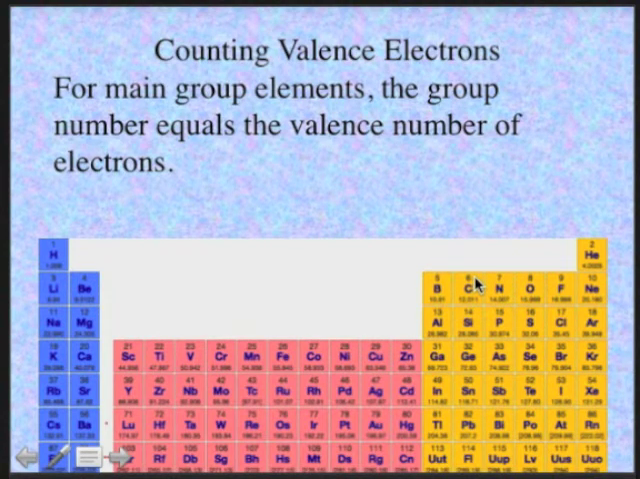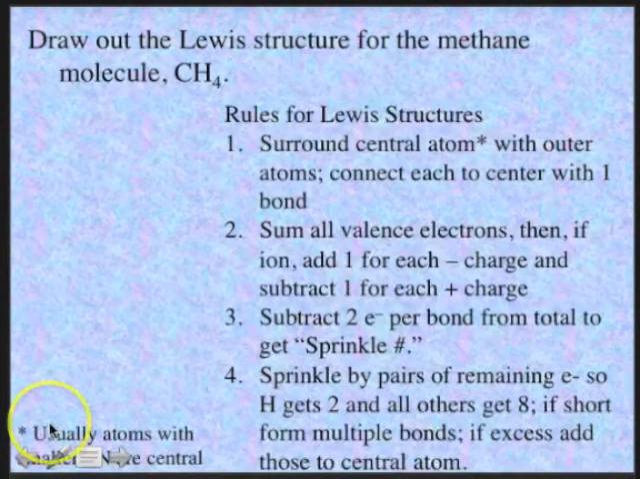Fourth group, 4 valence electrons. Nitrogen, phosphorus, arsenic, 5 valence electrons. Oxygen, sulfur, 6. The halogens are going to be 7 valence electrons. Fluorine, chlorine, bromine, etc. Rarely do we work with the noble gases, but if we did, they would have 8 valence electrons. So let's try our hand now at writing Lewis structures.